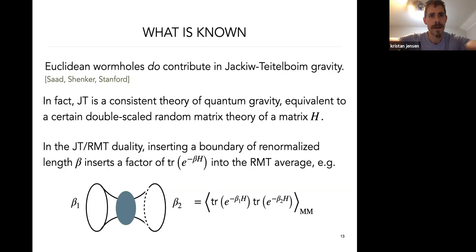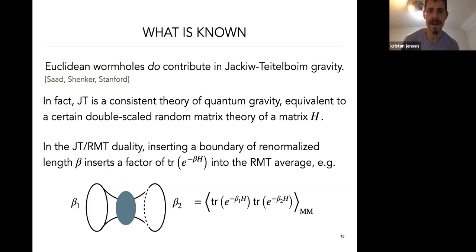one-dimensional system. Well, you can think of it as a one-dimensional ensemble of Hamiltonians, or as a zero plus zero dimensional integral, namely a very large matrix integral, a double-scaled matrix, call it H. If you think of that matrix H as a Hamiltonian, then you can think of this as a duality between a two-dimensional theory of quantum gravity and an ensemble of quantum mechanical systems with Hamiltonian H. Now in this duality, inserting a boundary of some fixed renormalized length beta corresponds, in random matrix theory, to inserting a factor of the thermal partition function, trace e to the minus beta H, into the random matrix average.